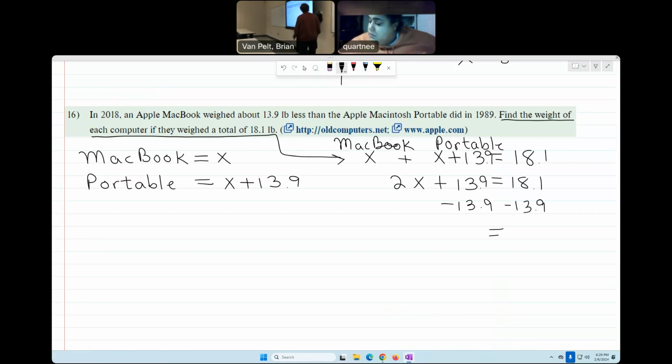Then what do we get? 2x equals 4.2? Yep. Then what? 2.1 equals x. Divide by 2.